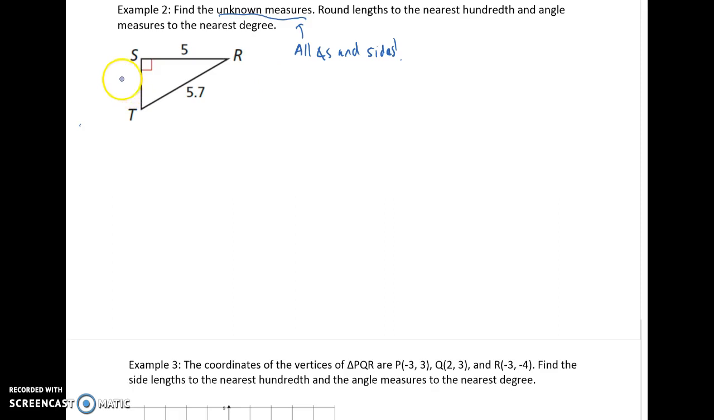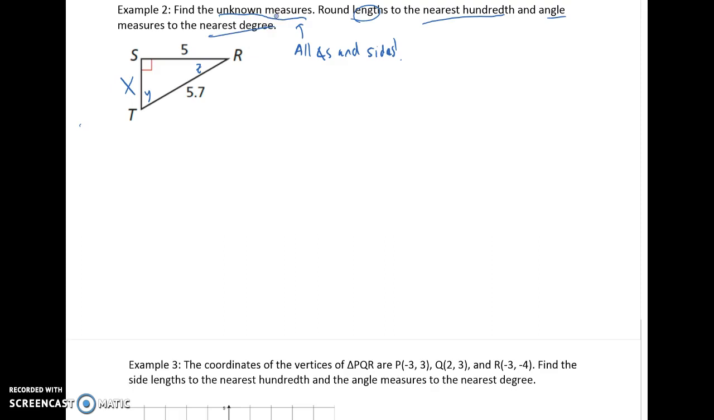So I'm missing the side ST, I'm missing angle T, and I'm missing angle R. So I just went ahead and called it x, y, and z so I know for myself what I'm missing. But for these types of problems, you have to go through and see what is it you need to find. Okay, make sure you're rounding lengths to the nearest hundredth, right, and angles to the nearest degree. So reading all the way through. And again, it's up to you and how you want to find this stuff.